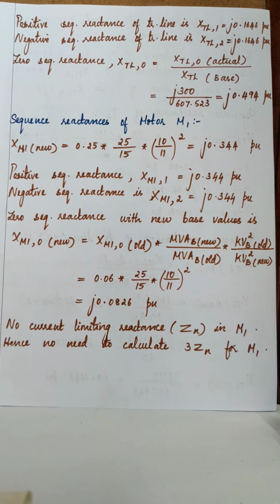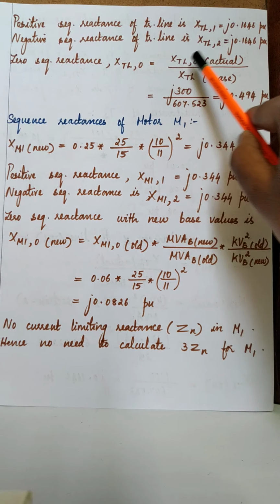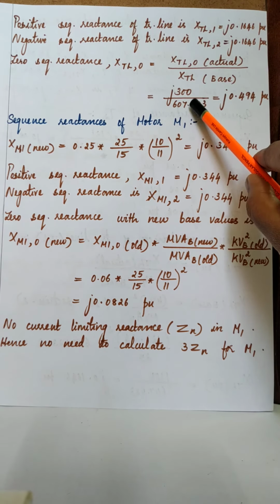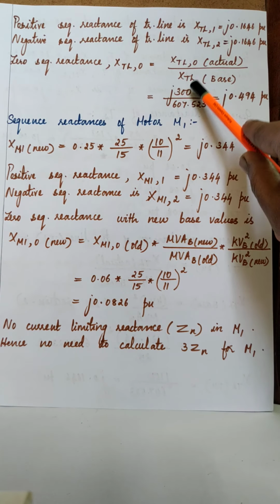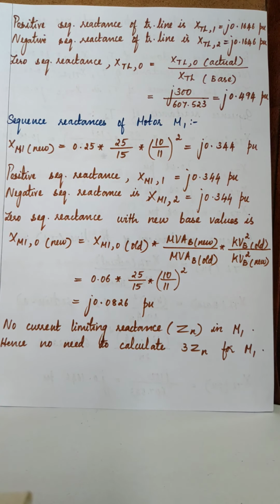Now the zero sequence reactance of the transmission line. Yes, XTL0 is equal to the actual value of the zero sequence reactance divided by the base value. The base value we have already calculated. The actual value is j300, which gives j0.494 per unit.